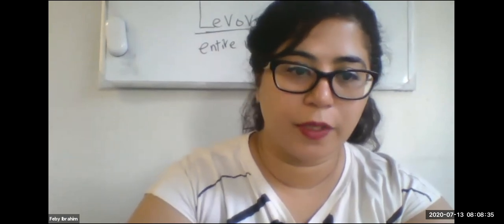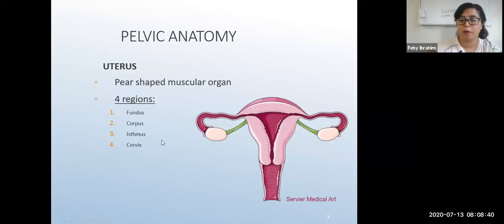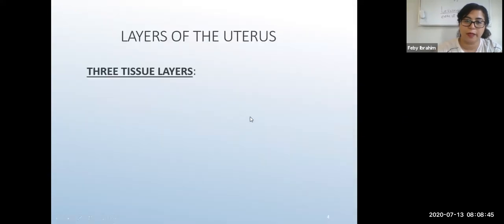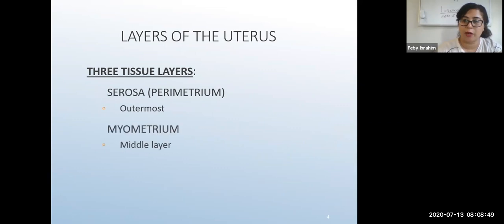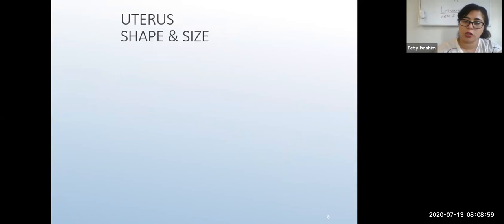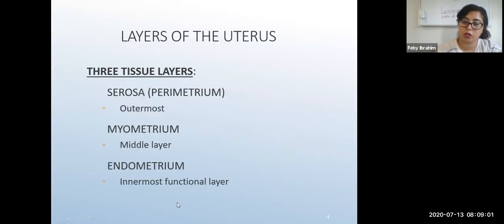So let's read from the slides. We're done with the parts of the uterus. Then we have the layers. We have the perimetrium, serosa, which is the outermost. The myometrium is the middle layer. We have the endometrium, the innermost and the functional layer. And we mentioned for the endometrium, we have one functional and one deep or basal layer. The one that sheds the menses is the functional layer.